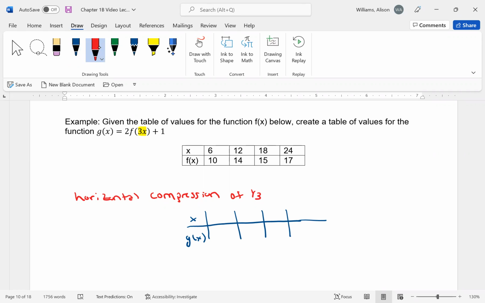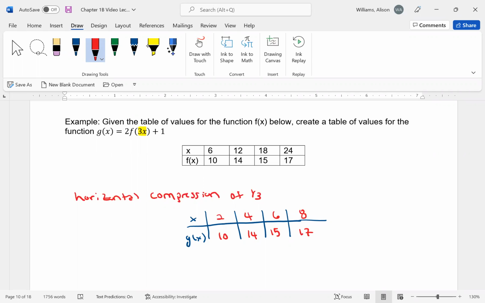All right. So instead of 6, it's going to be a third of 6, which is 2, dividing by 3. And it's still going to have the same output. Instead of 12, that's going to be 4. That's 18 is now going to become 6, and 24 is going to be 8. All right, so that was nice. They give us nice numbers to do that.